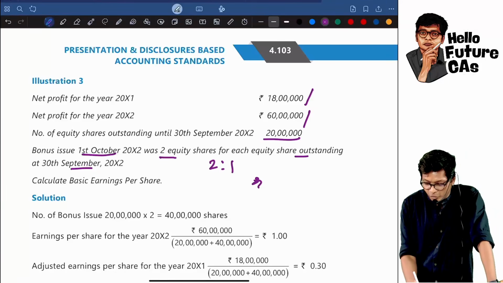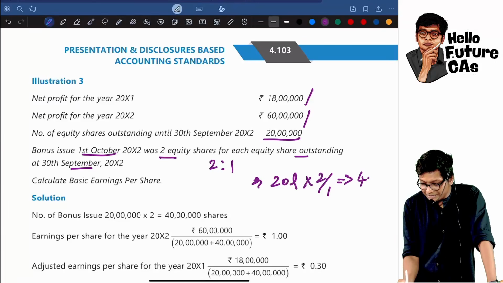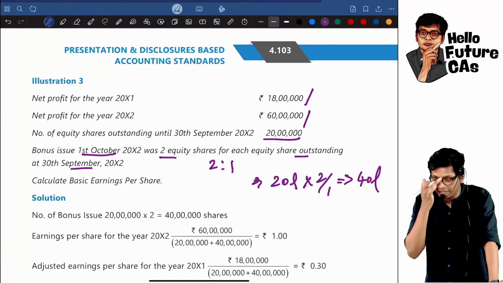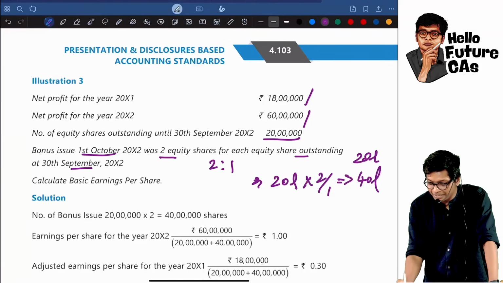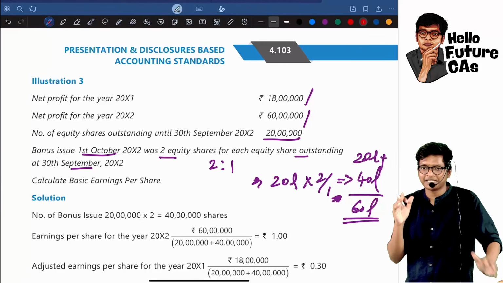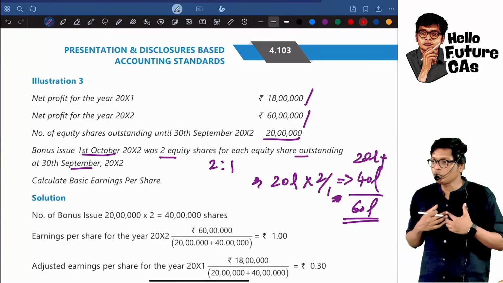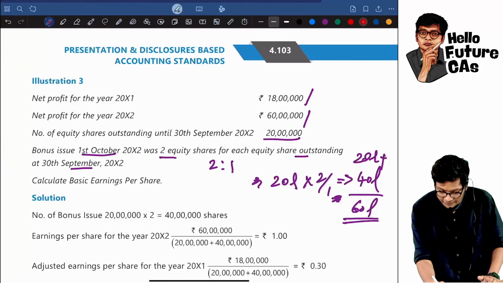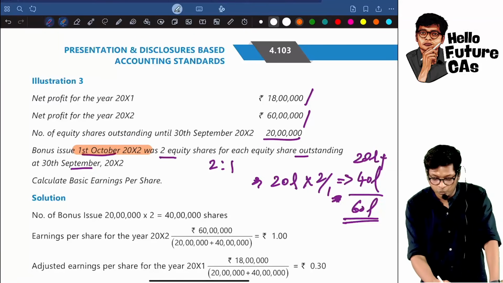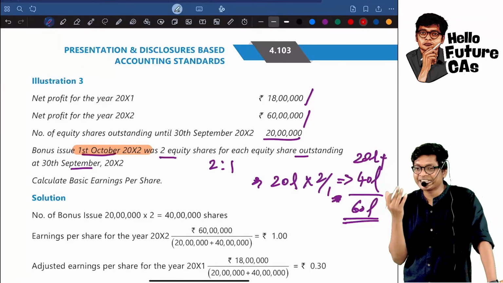That means how many shares do I have? 20 lakhs into 2 by 1, bonus is 40 lakhs. That means total number of shares after bonus is 20 lakhs plus 40 lakhs, 60 lakhs. Are you following? When it comes to bonus, it's simple, guys. For the exam, what to do for bonus? Bonus was given on 1st October. The date of giving bonus is irrelevant.